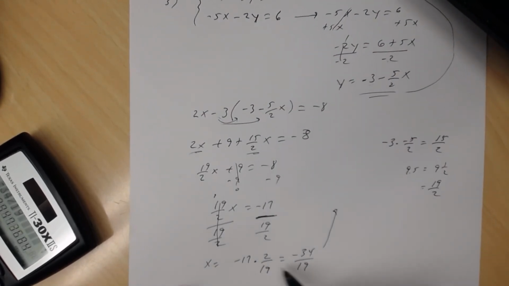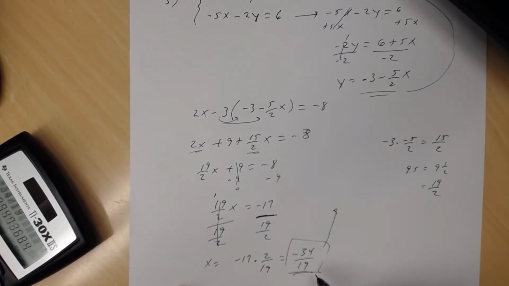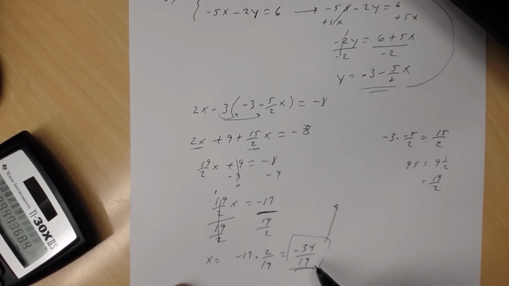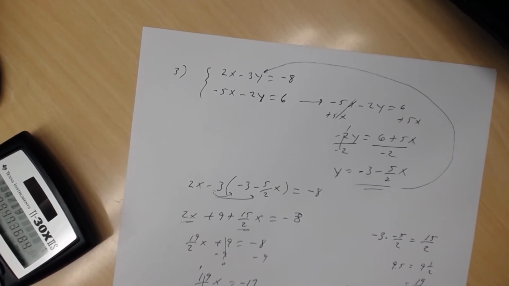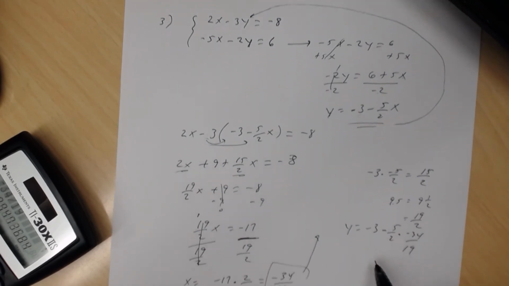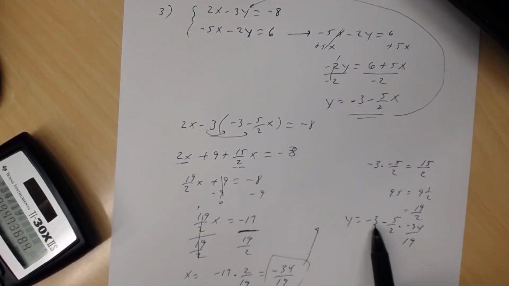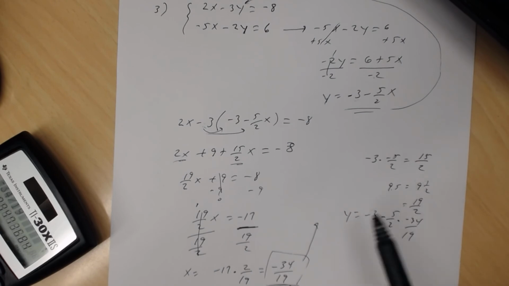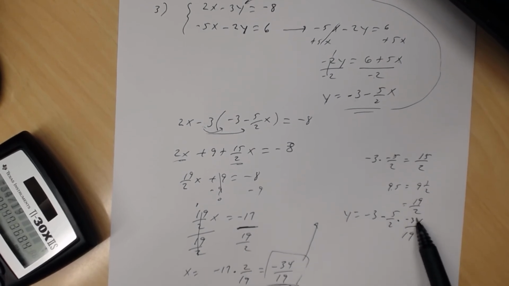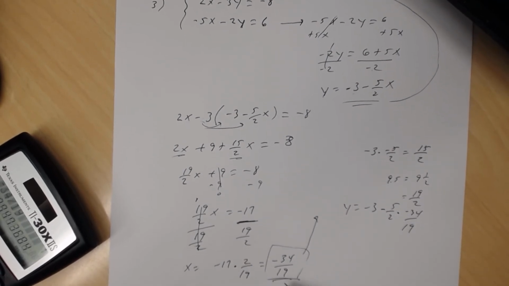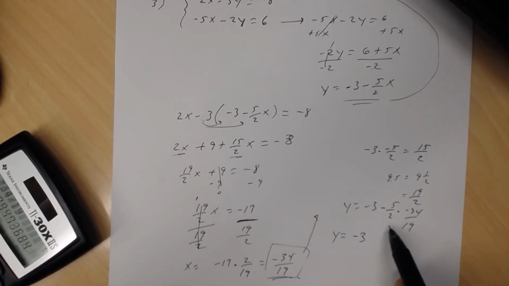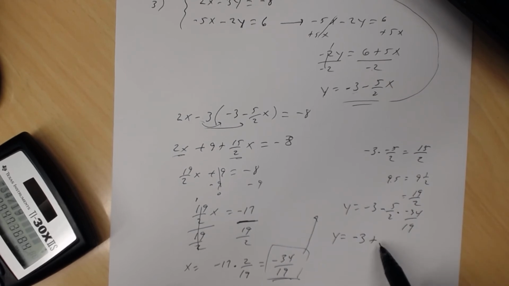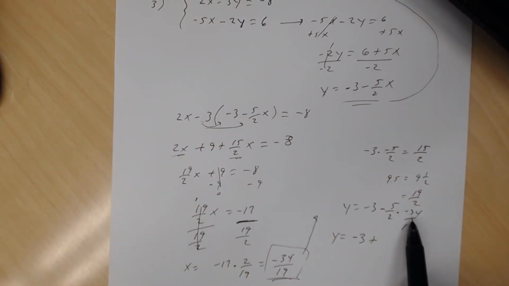So in place of x, I'm going to substitute this fraction. Oops, sorry. y equals negative 3 minus 5 halves x. So negative 3 minus 5 halves times x, which is negative 34 19ths. So I get y equals negative 3. Now remember, a negative times a negative is a positive, so we can put a plus, and now 5.